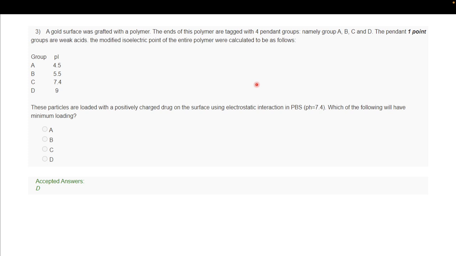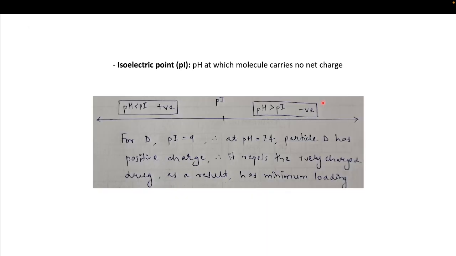Now if we want to see which will have minimum loading, we know that our drug is positively charged. To have minimum loading, your group should also be positively charged, because then positive charges will repel each other, and as a result there will be very less loading on the particle. So to know that, we need to see which of these groups A, B, C, D will be positively charged at this particular pH 7.4. Now we know by a rule that if your pH is less than your isoelectric point, your molecule is going to have positive charge, and if the pH of the solution is more than the isoelectric point of a particular molecule, the molecule is going to have a negative charge.